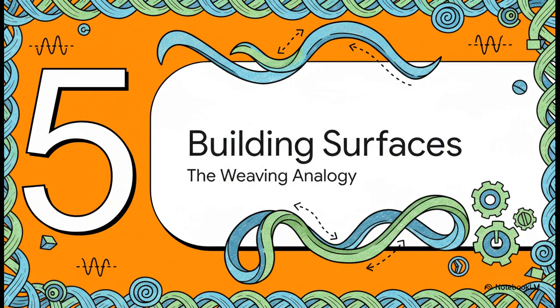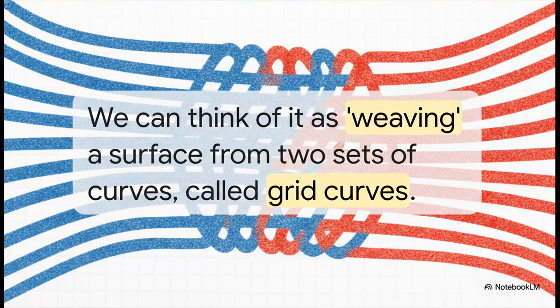Okay, but how does that even work? How do two little parameters manage to create something so intricate? The absolute best way to think about it is weaving. Like making fabric. You have one set of threads going in one direction and another set going across them. You weave them together and you get a solid piece of cloth. We're going to do that exact same thing, but with curves, and these threads are called grid curves.